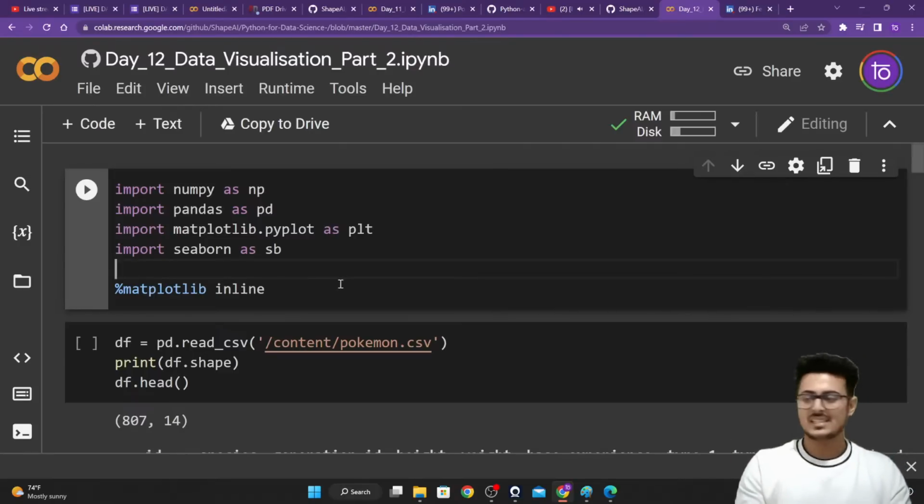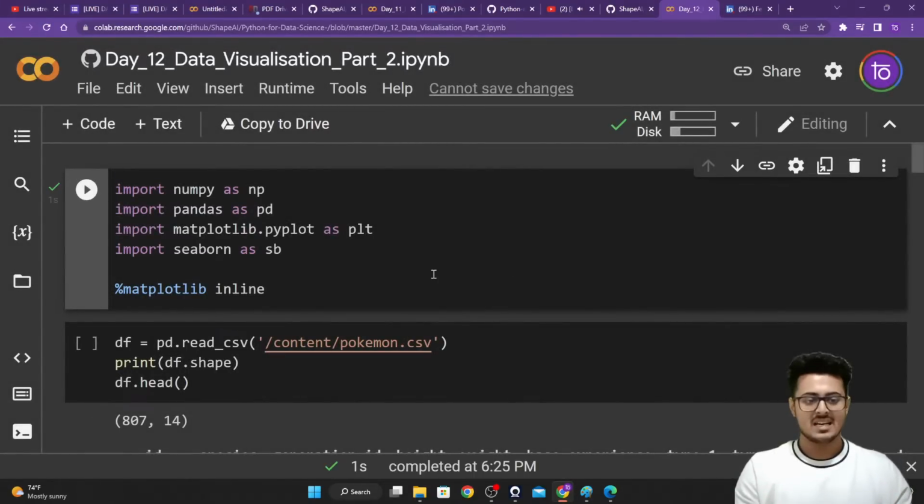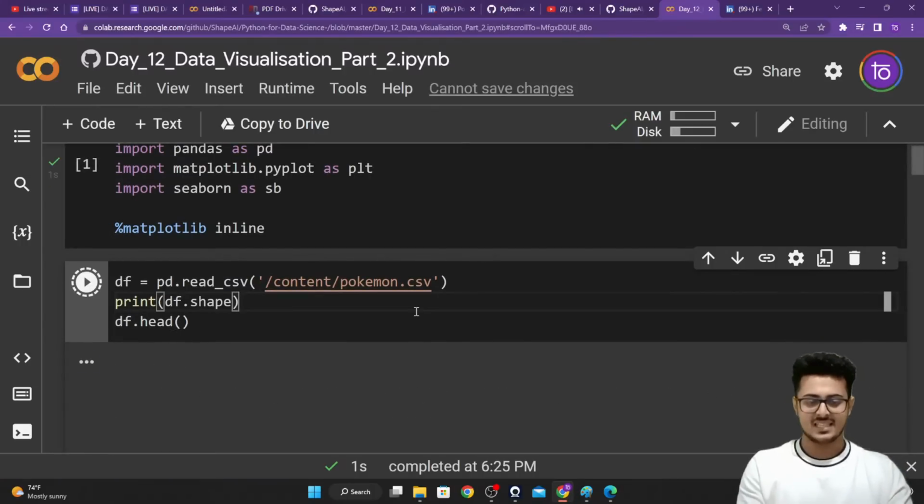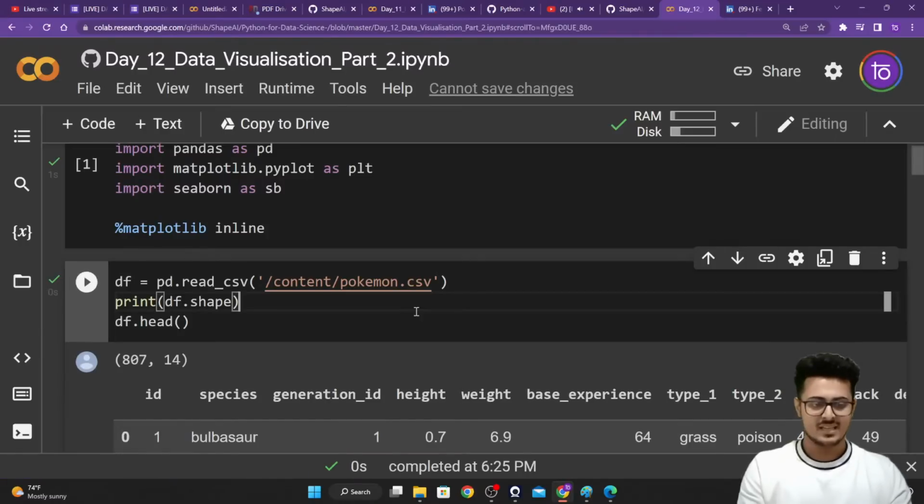So let's get started with that, guys. First we'll be importing all our libraries that we want: NumPy, Pandas, Matplotlib, Seaborn. That is what we'll be doing. Next we are going to import our data set as well. We have already seen that yesterday. This time we are naming our data set as df.